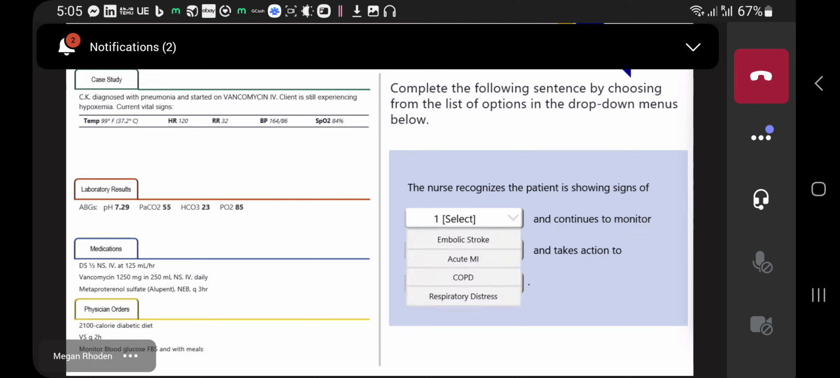So, the nurse recognizes the patient is showing signs of embolic stroke, acute MI, COPD, or respiratory distress. So I'm going to give you guys 1 minute on the clock. Just put that into the chat box for me.